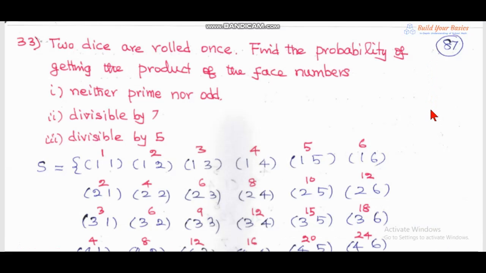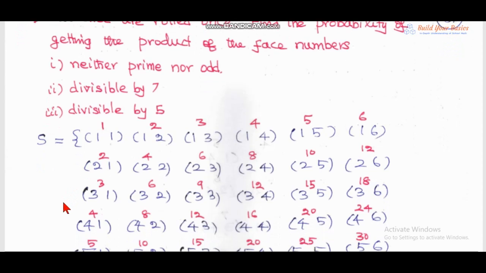Question number 33. Two dice are rolled once. Find the probability of getting the product of face numbers: 1, neither prime nor odd; subdivision 2, divisible by 7; subdivision 3, divisible by 5. So the sample space will consist of 36 elements.